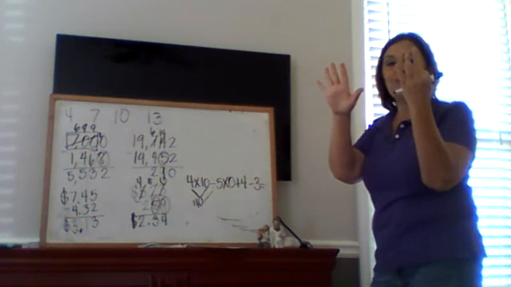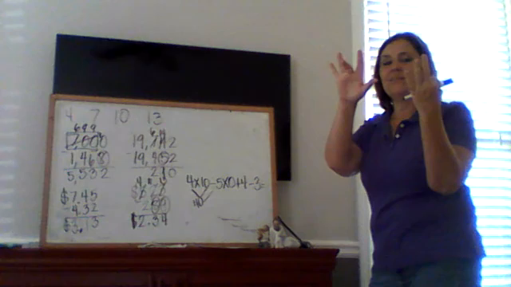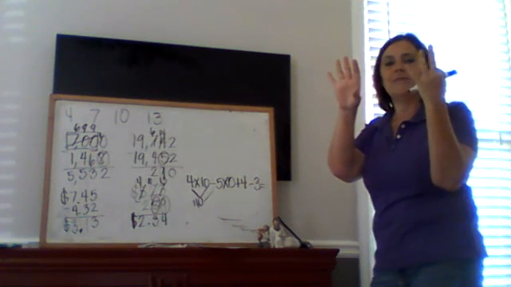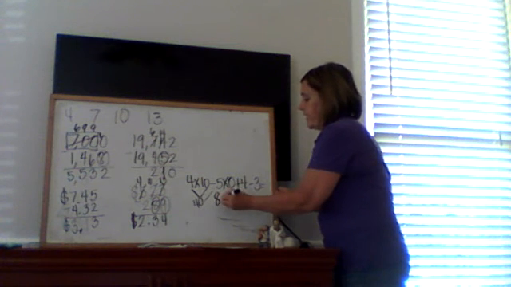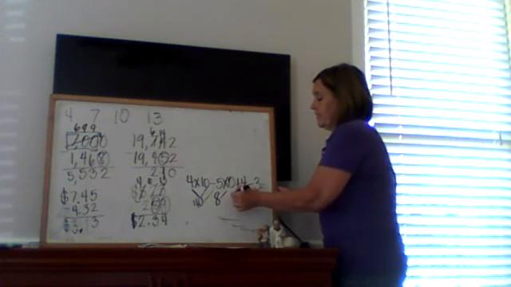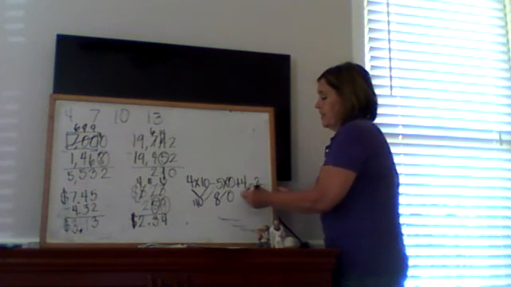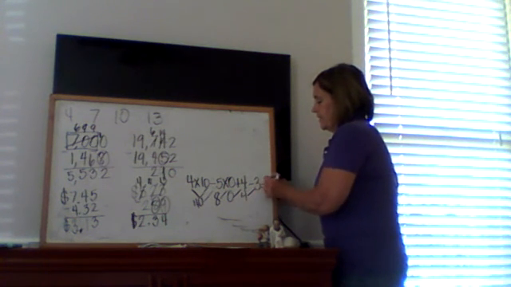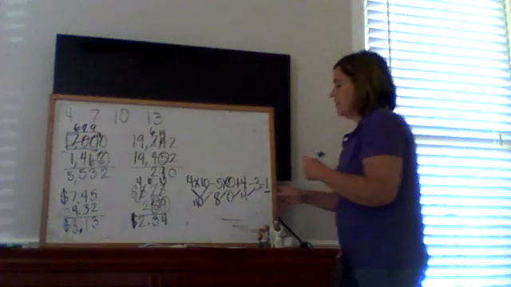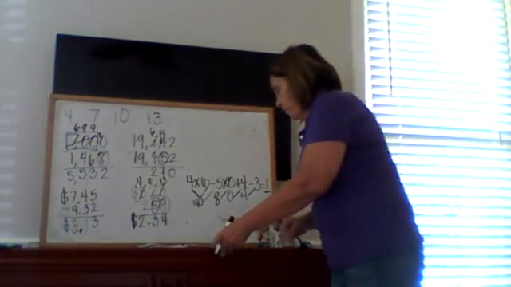Oh, Miss Molly went too far. 40, 5, 10, 15, 20, 25, 30, 35, 40. I have 8 fingers. 8 times 0 is 0. Plus 4 is 4. Minus 3 is 1. All of that work to wind up with a 1.